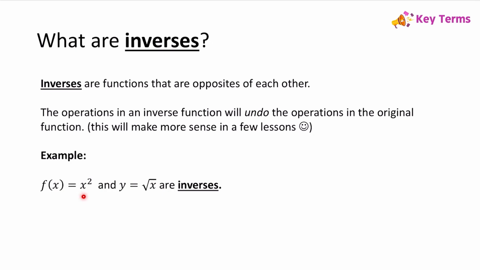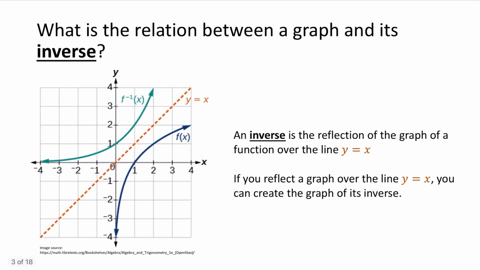f of x equals x squared and y equals the square root of x are inverses, right? Notice that the square root is the opposite of squaring something, so that's what makes these inverse functions. So what is the relationship between the graph of a function and its inverse? Well, an inverse is the reflection of the graph of a function over the line y equals x.